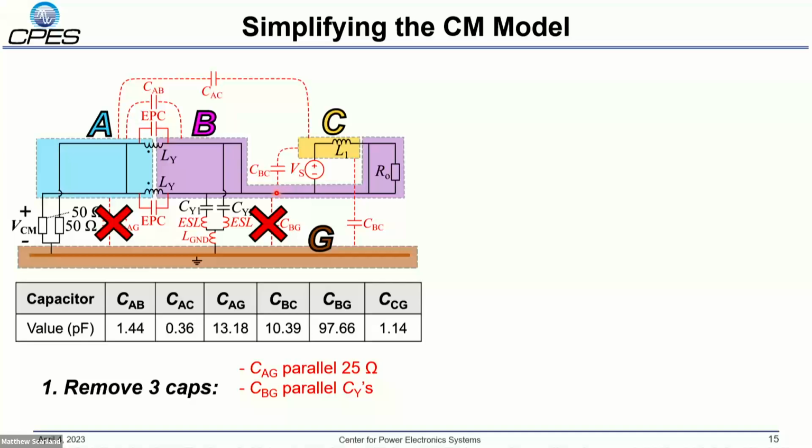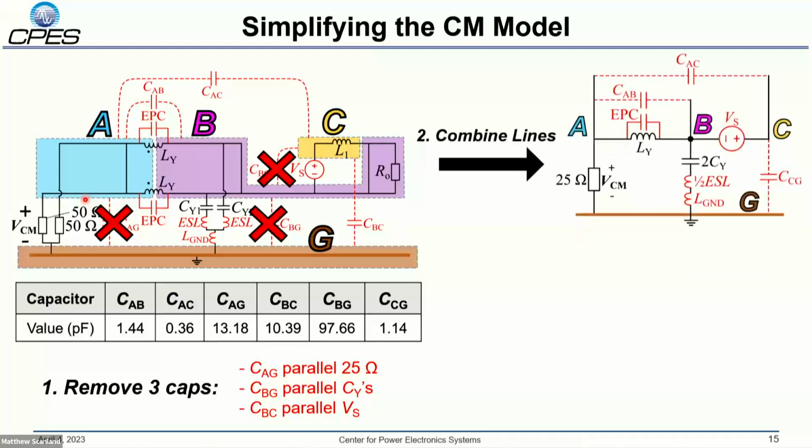Similarly, the coupling from area B to ground is in parallel with the much larger capacitance of your Y capacitors, so it will have very minimal impact on the noise. Coupling from area B to area C is in parallel with our noise voltage source. Because it's a capacitance in parallel with the voltage source, it will have no impact on the conductive noise at the LISN. Then we'll combine the line and neutral.